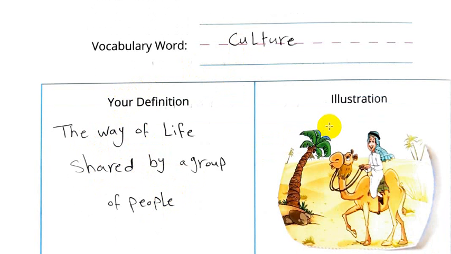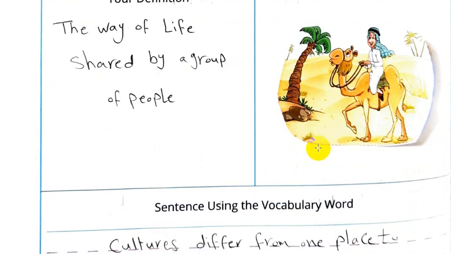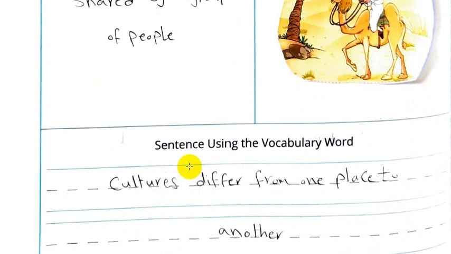Number 3, illustration. As we see in this picture, this is the culture of Sinai. Most people of Sinai ride camels. Number 4, sentence using the vocabulary word. My students, could you put culture in a sentence? Excellent. Cultures differ from one place to another.